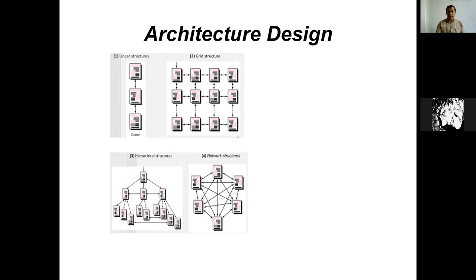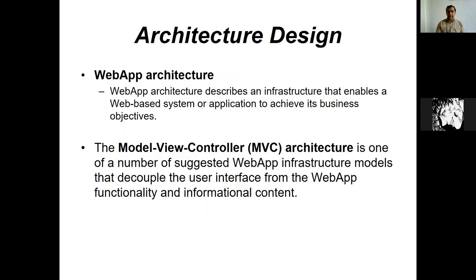Along with that, we have to understand that the form contents, the interface contents relevant to a particular project, are the ones which are going to have this kind of architecture design pattern. Is that clear? That understanding is a must over here. So web app application architecture describes an infrastructure that enables a web-based system or application to achieve its business objectives.